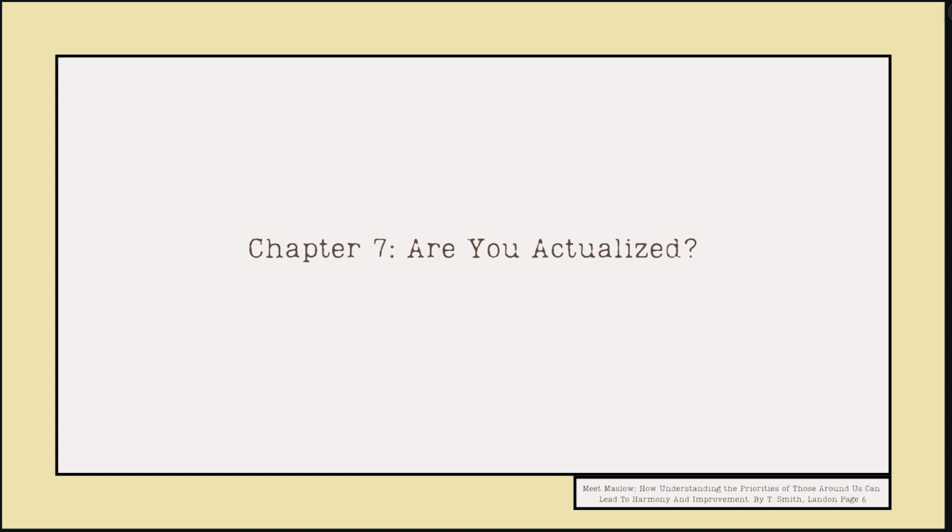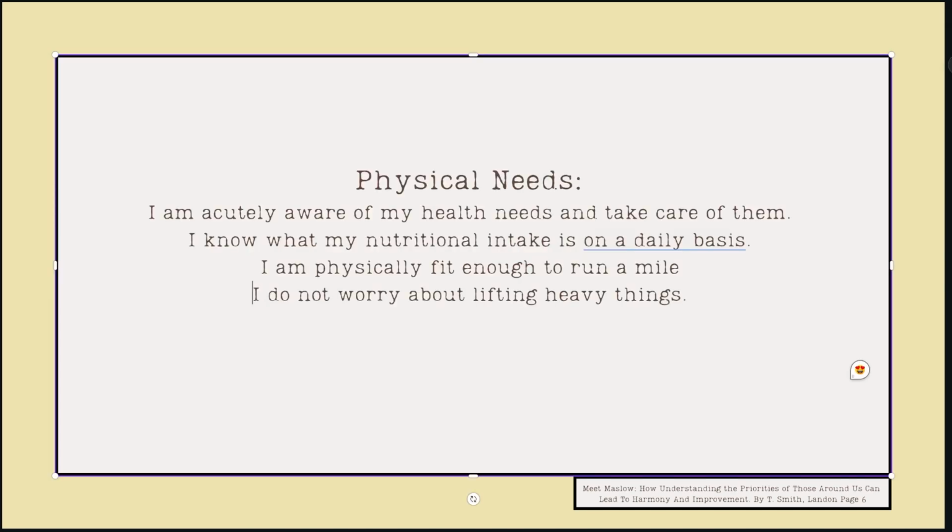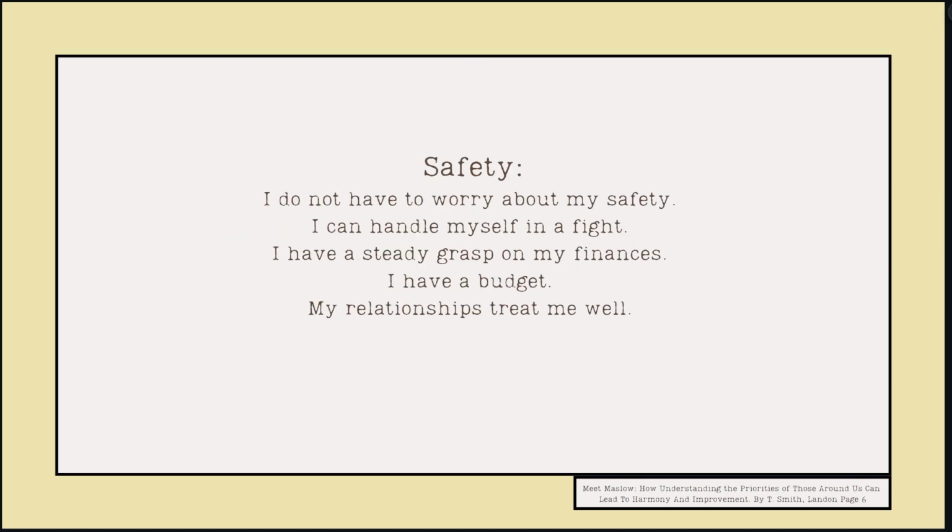Chapter 7. Are you actualized? Here are a few thoughts we should ask ourselves, but also of our characters. Physical needs. I'm acutely aware of my health needs and take care of them on a regular basis. I know what my nutritional intake is on a daily basis. I am physically fit enough to run a mile. I do not worry about lifting heavy things.